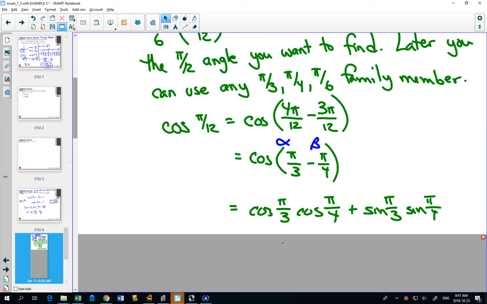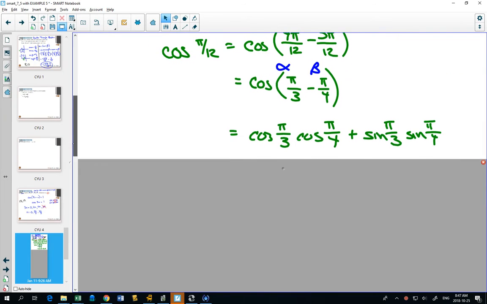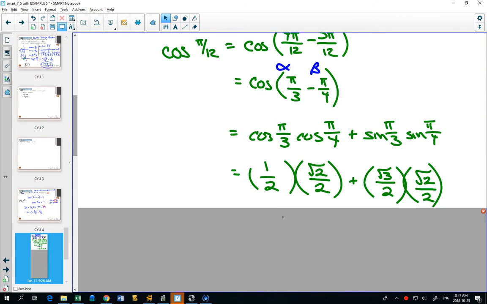What is cos of pi over 3? One half. Cos of pi over 4? Sine of pi over 3? And sine of pi over 4? Excellent. So you evaluate each of those.